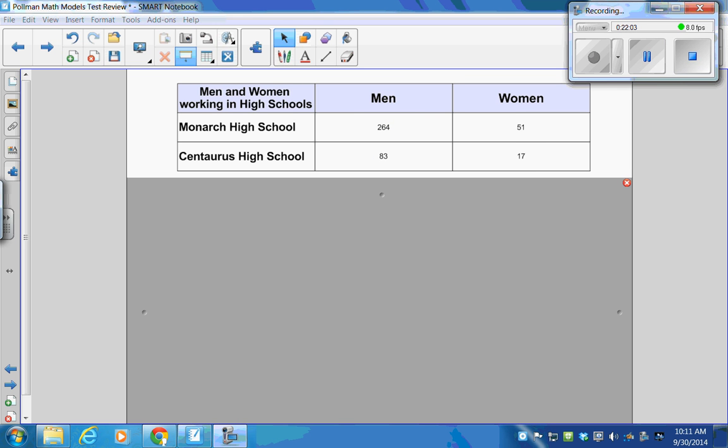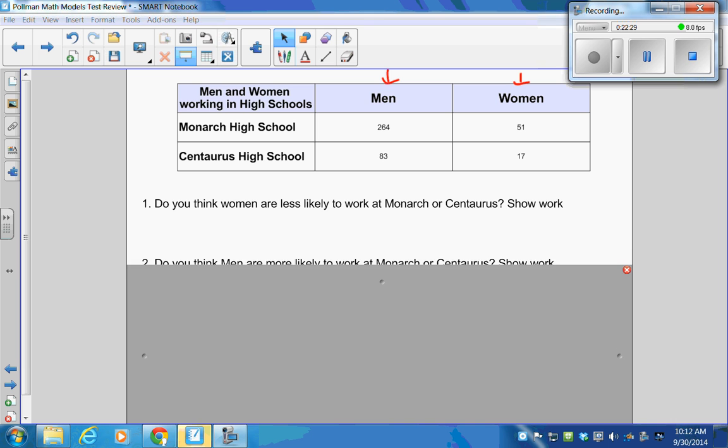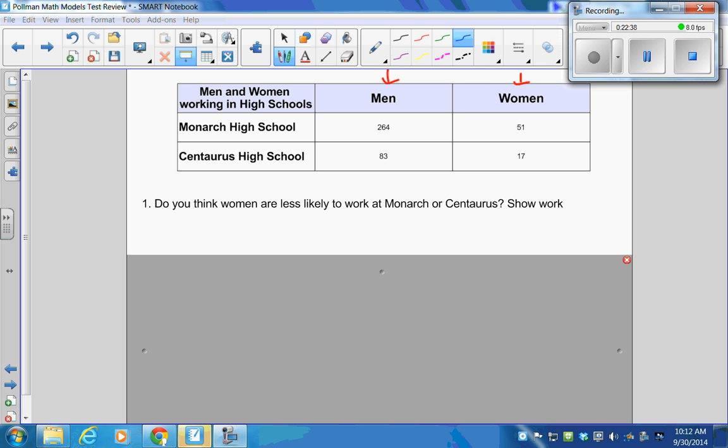We are almost done, but in my opinion, this is probably the most challenging one on the test unless you know what you're doing. When you know what you're doing, it's not that bad. So I made these numbers up, of course. They're exaggerations, but men and women working in high schools. Here's my column for men, and here's my column for women. Then I have how many men work at Monarch, how many men work at Centaurus, and the same thing for women. So your job is, do you think women are more likely or less likely to work at Monarch or Centaurus? This is kind of hard to do unless you know what you're doing.